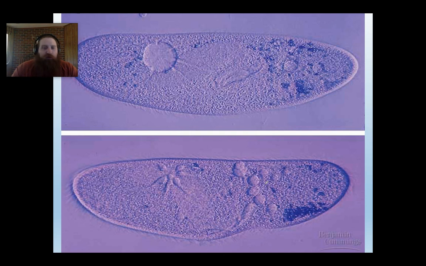This was a screenshot from the video that we watched earlier. You can see up at the top, this is the contractile vacuole. It's full of water, and when it contracts, all the water gets pushed out. It helps the cell maintain homeostasis.